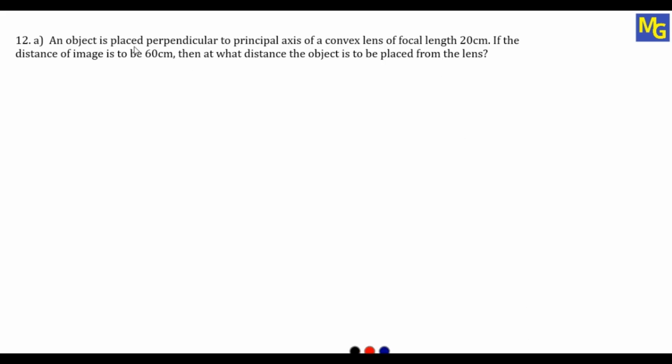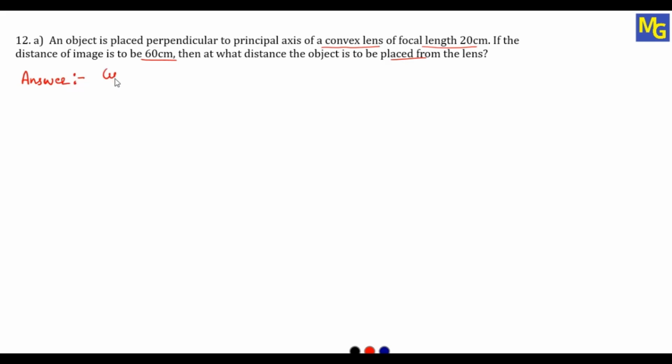So if you see this sum, we are using a convex lens. For this convex lens, the focal length is given, that is 20 centimeter, and they have said the distance of the image is to be 60 centimeter, meaning the image distance is given, and at what distance the object is to be placed, meaning the object distance we have to find out. So we will start solving. Write down the answer. And as I told, first we have to write what is given to you.